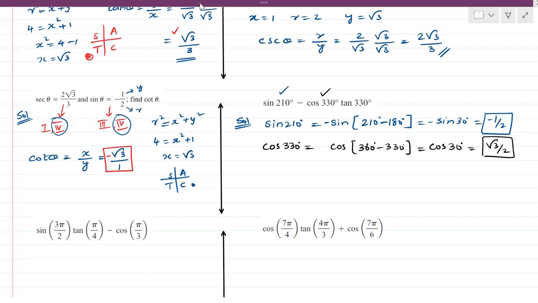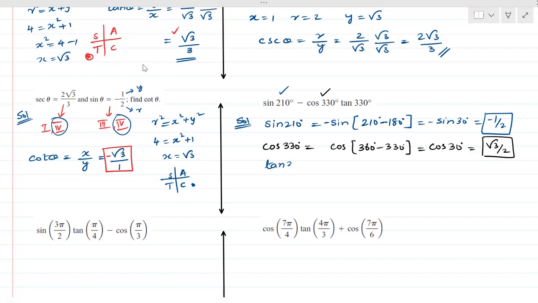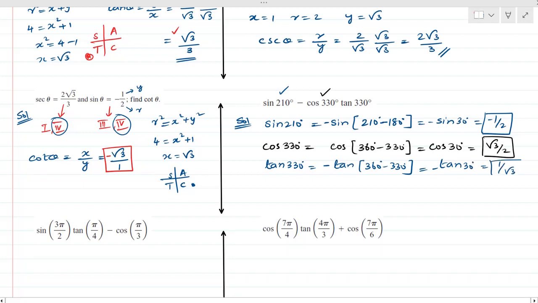Now coming to the next one, which is tan theta. Tan 330. So what is tan 330? Fourth quadrant, 360 minus 330, and since in the fourth quadrant cosine is positive, tan is negative, minus tan 30, and the value will be 1 over root 3. 1 over root 3.